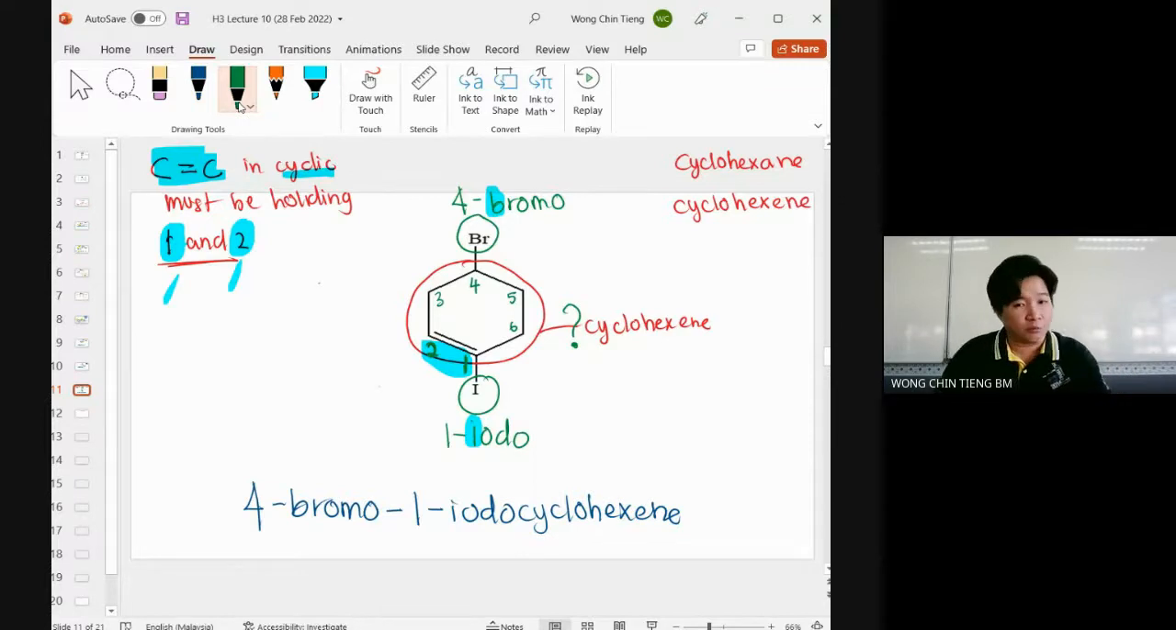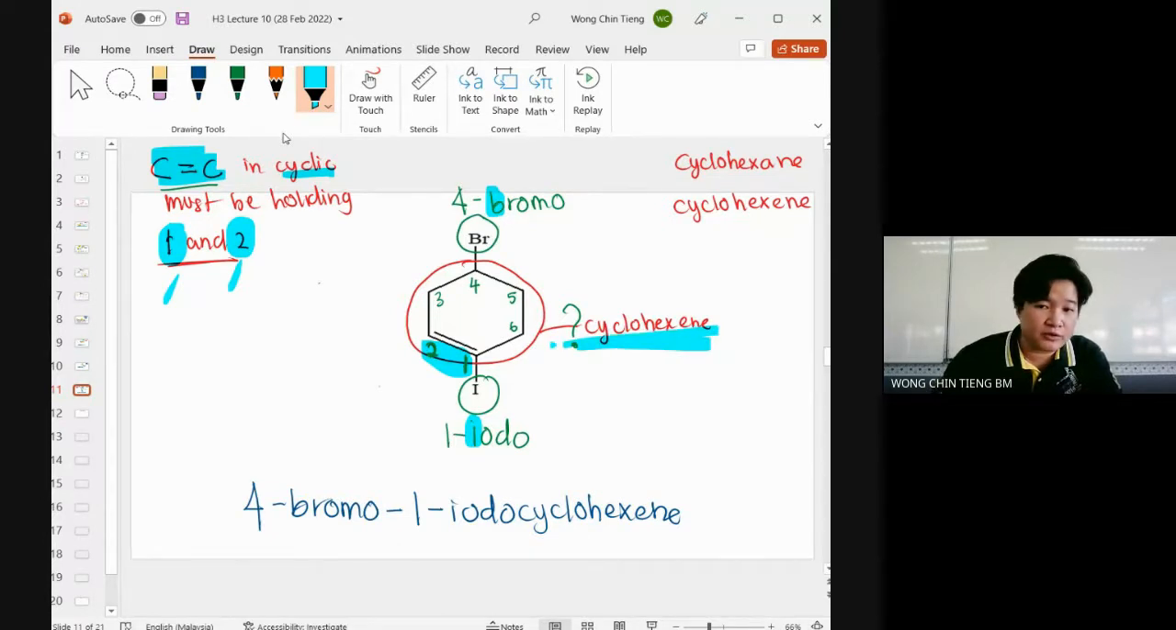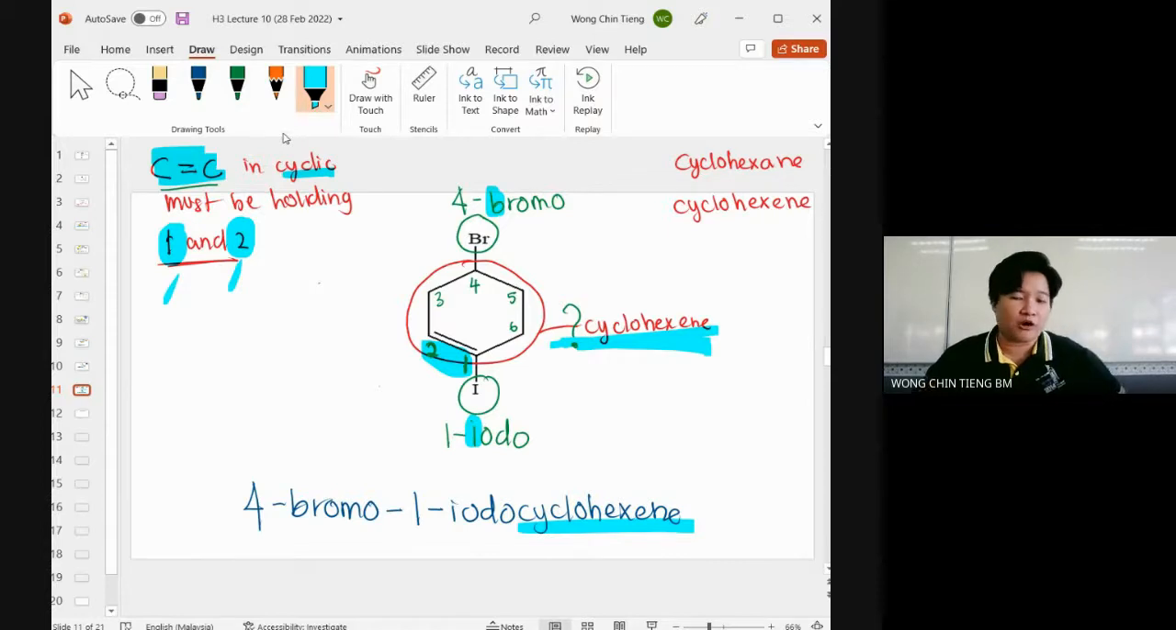Sebelum ni kita letak nombor. Pada cyclic, when you're holding the double bond, everybody knows that the C double bond C in the cyclic will be 1 and 2. Therefore, for the parent name when you are holding a cyclic, kalau dia adalah cyclic pegang double bond, the parent name tak payah nombor sebab dia mesti nombor 1. Kalau parent kamu adalah cyclic, parent kamu tak perlu nombor because the 1 will definitely be on the double bond. Boleh?